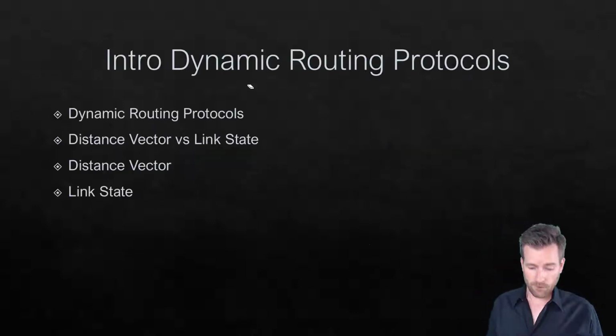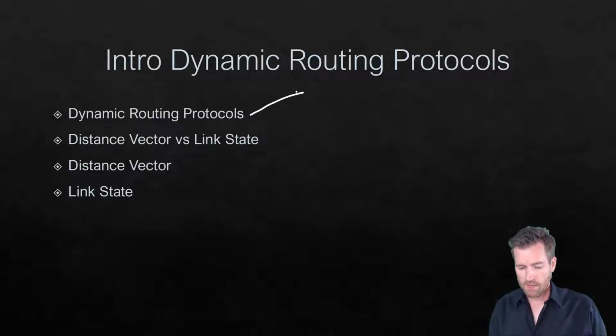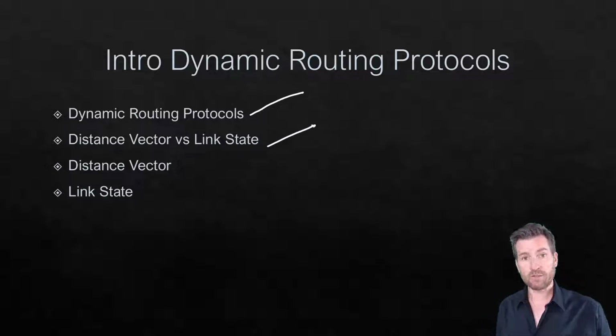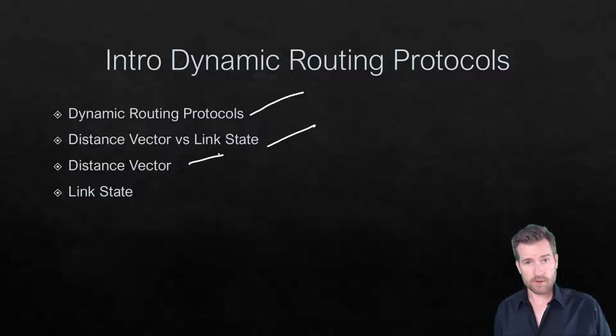All right, first we'll take a look at dynamic routing protocols, what they are. Then we're going to take a look at distance vector versus link state routing protocols. We'll then take a little more in-depth look at distance vector and a little more in-depth look at link state to compare the difference between the two.